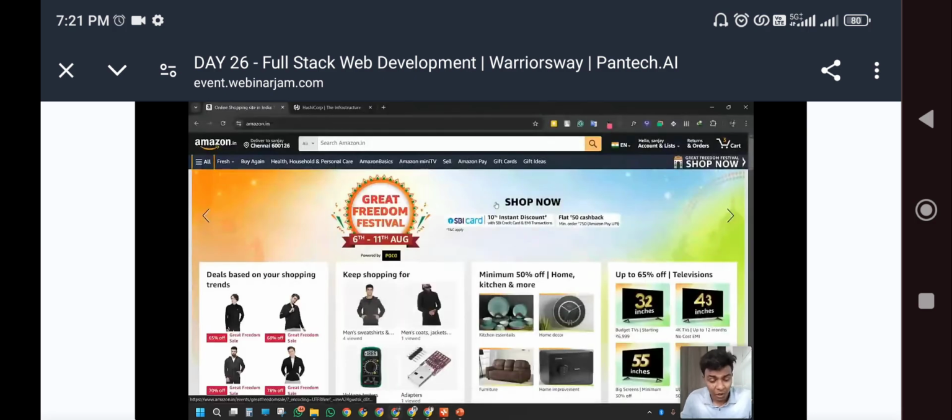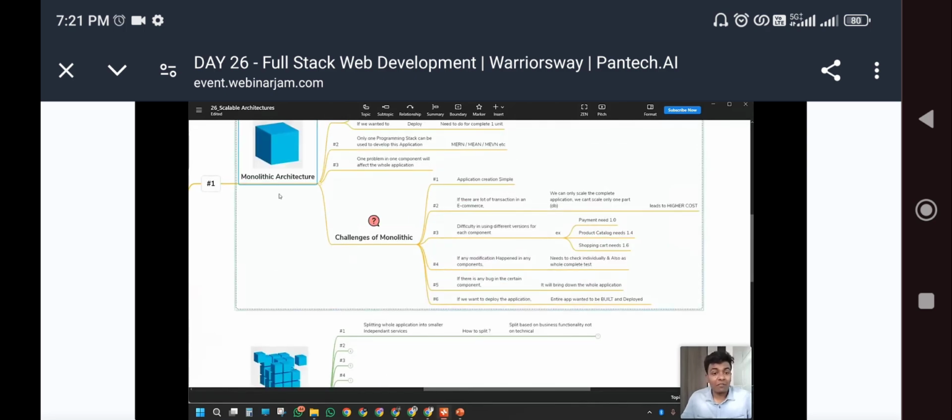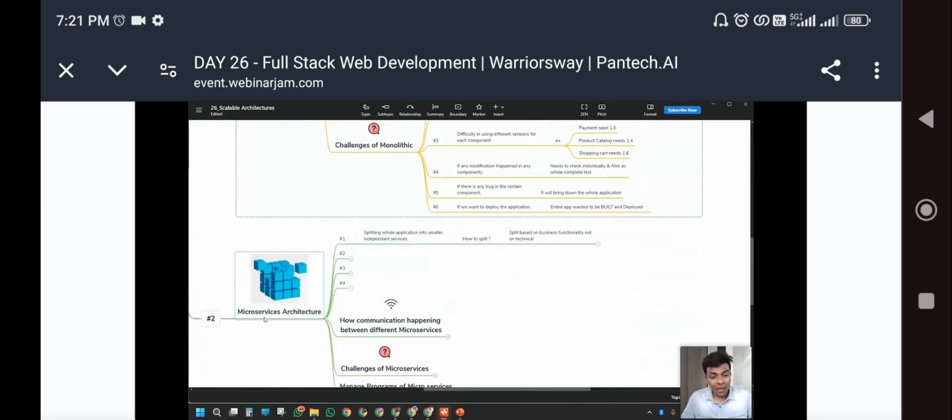Because you just imagine, as we have already told you, in this monolithic architecture, everything is present in a single unit. If you want to scale a certain thing, if you want to scale only the database, you really have to scale the whole complete application, which is going to cost you a lot of money. But whenever you're going for the microservices architecture, because you are splitting it, that splitting should not be based on technical aspects. Instead, it should be based on the business.